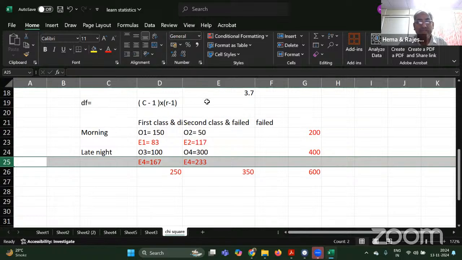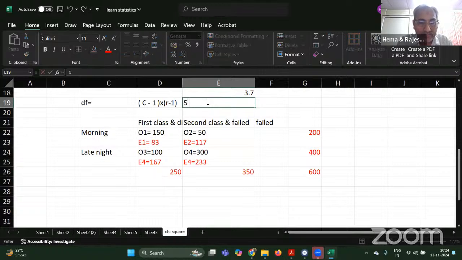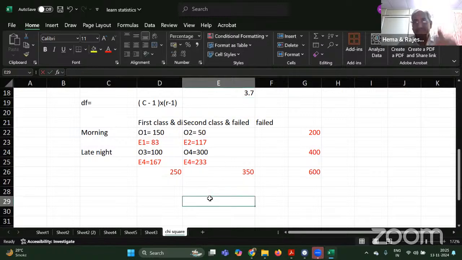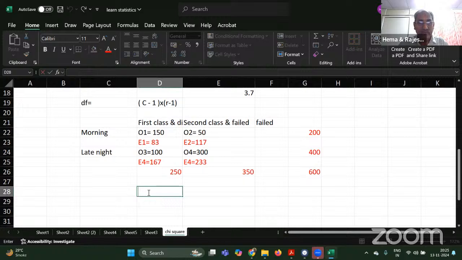Suppose you have a 5 by 6 table. So the degree of freedom will be 5 minus 1 multiplied by 6 minus 1, so that will be 20. That will be the degree of freedom. As the degree of freedom increases, the chi-square value will also increase, because the formula for chi-square is, basically, for each cell we need to find O1 minus E1, right?